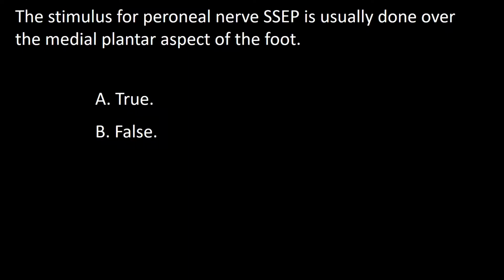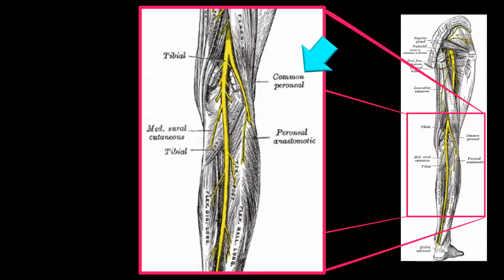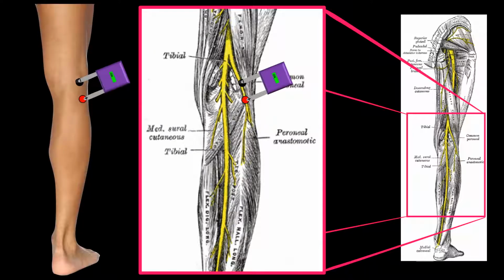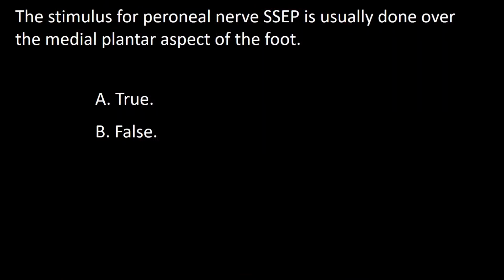Next question. The stimulus for peroneal nerve somatosensory evoked potential is usually done over the medial plantar aspect of the foot. A, true; B, false. Hopefully you remember from the beginning of this talk that the stimulation for peroneal nerve somatosensory evoked potential is usually done at the back of the knee, with the cathode proximally, as you can see in this example. So the answer to this question is B.